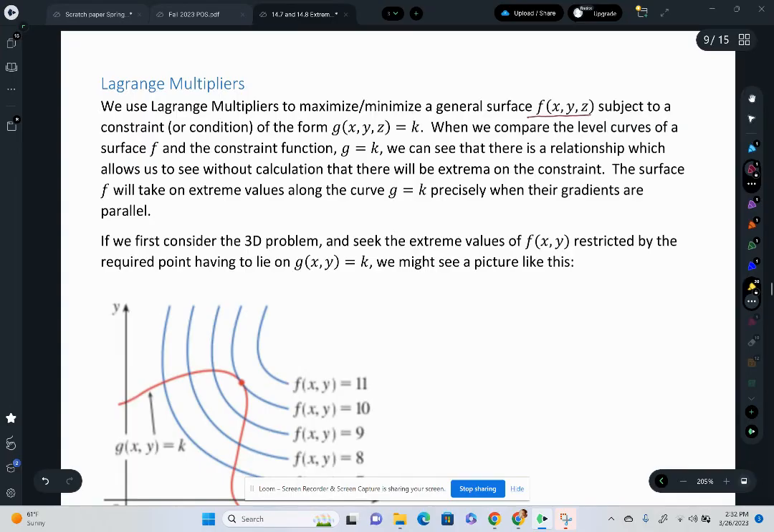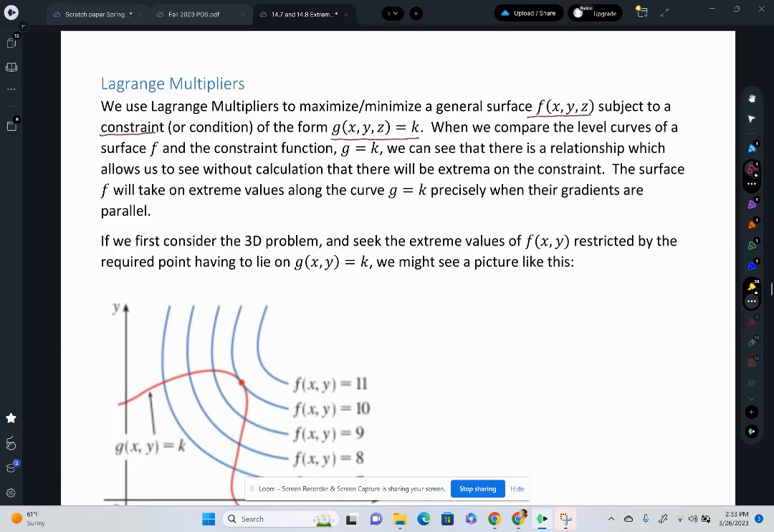And so we'll be working with general surfaces, and they'll always be of the form some f of x, y, z equals a function of x, y, and z, or just x and y. And then the constraint will always be of the form some function of x, y, and z, or just x and y, equal to a constant. And that's how you'll know that that's your constraint.